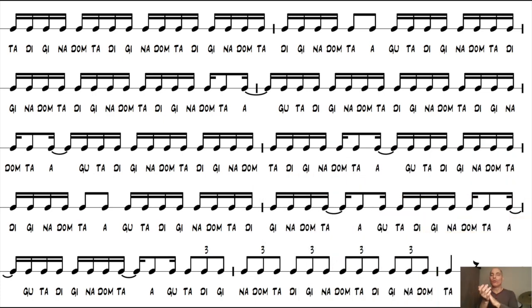Tadiginadom, tadiginadom, tadiginadom, tadiginadom, ta-ang. Tadiginadom, tadiginadom, tadiginadom, ta-ang. Tadiginadom, tadiginadom, ta-ang. Tadiginadom, ta-ang. Tadiginadom, taangu, tadiginadom, tadiginadom, tadiginadom, ta.